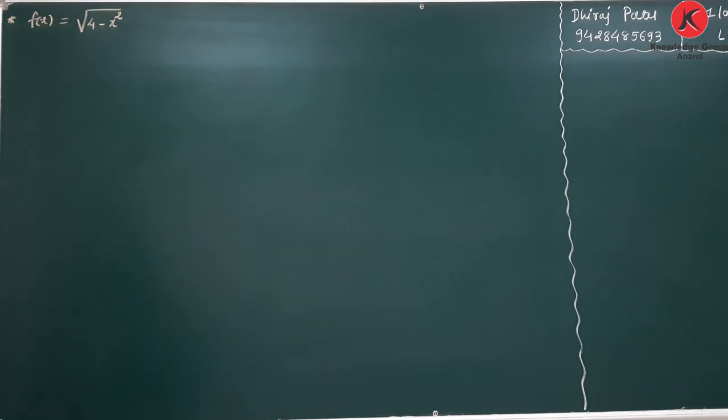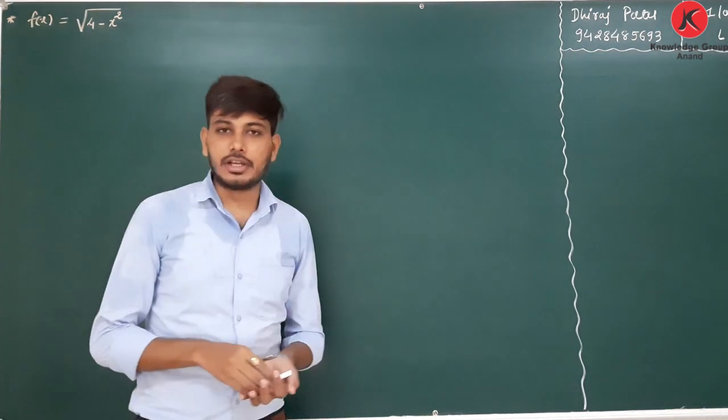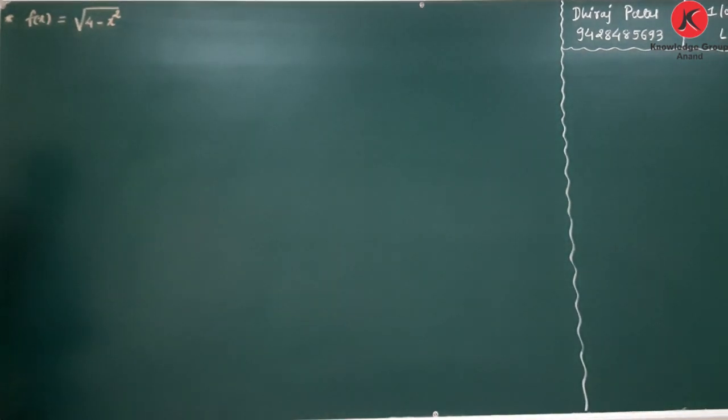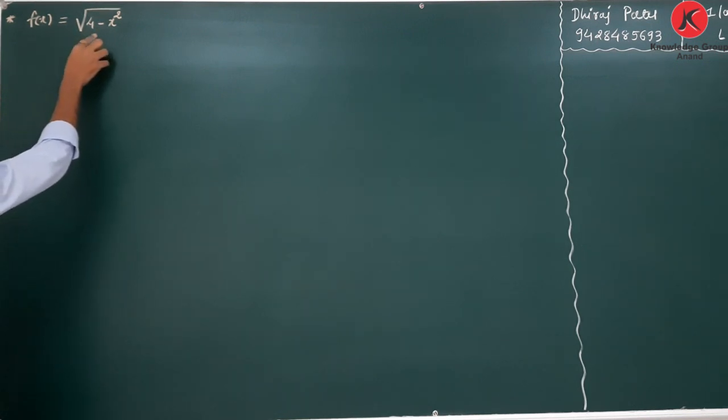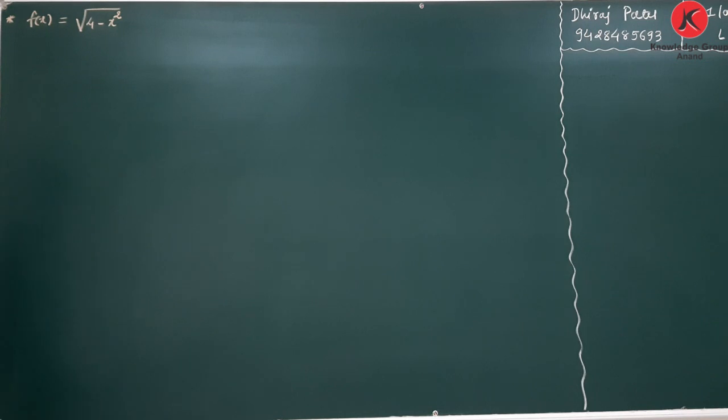Now the next question, obtain the domain and range of this function. f of x is equals to under root 9 minus x square.